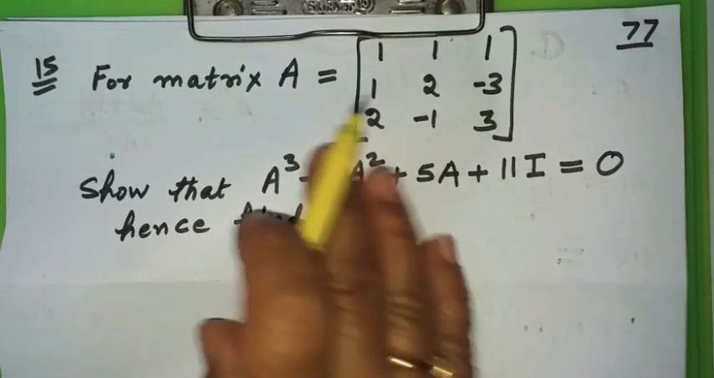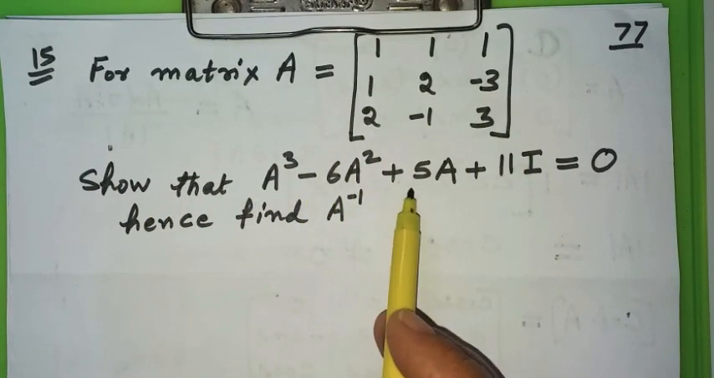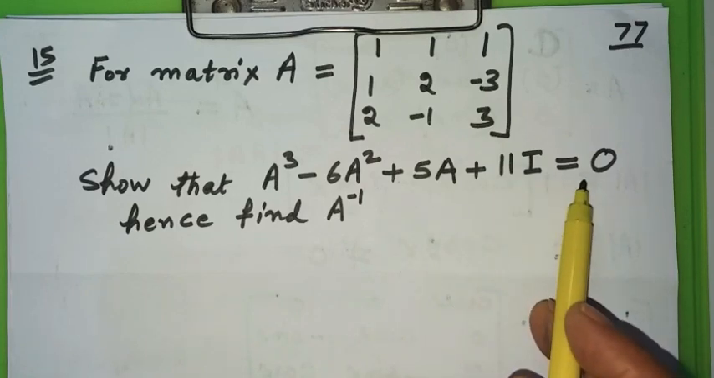This question says that you are given a matrix A and you have to show that A cube minus 6A square plus 5A plus 11I is equal to the 0 matrix.